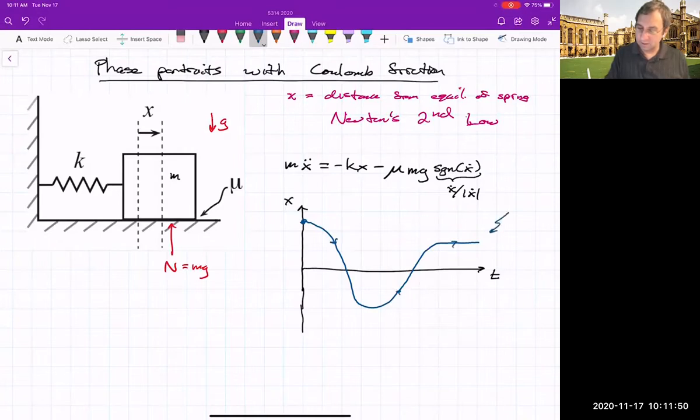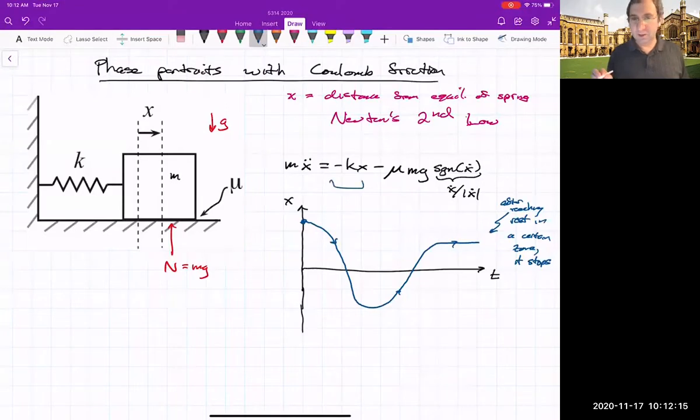Okay, here, after reaching rest in a certain zone, it stops. Why is that? Well, this is related to that cone of friction thing. At this point, the effect of the spring isn't enough to overcome the friction force. So motion just stops.